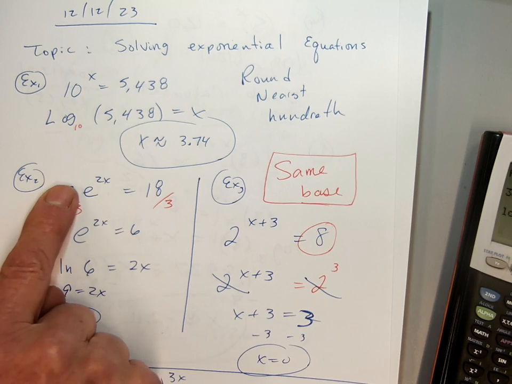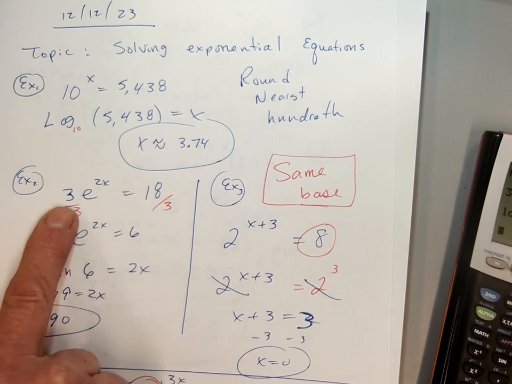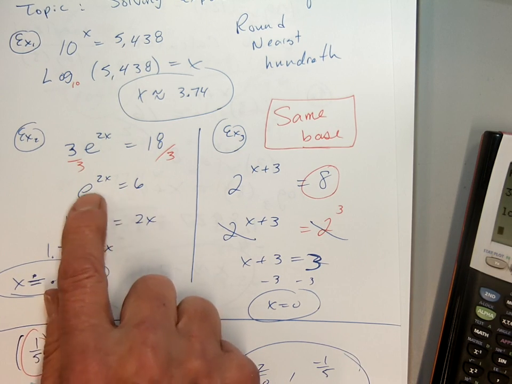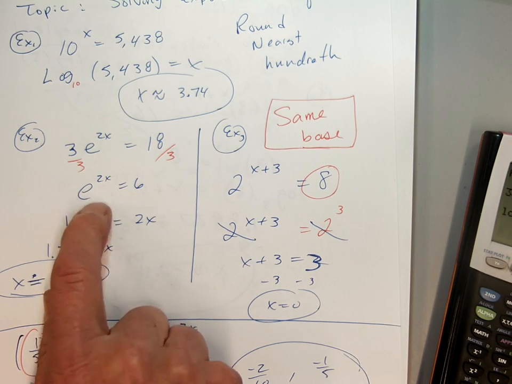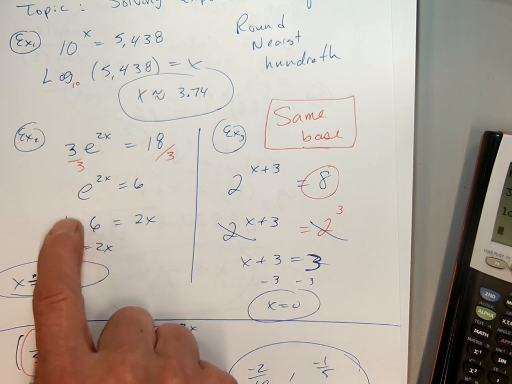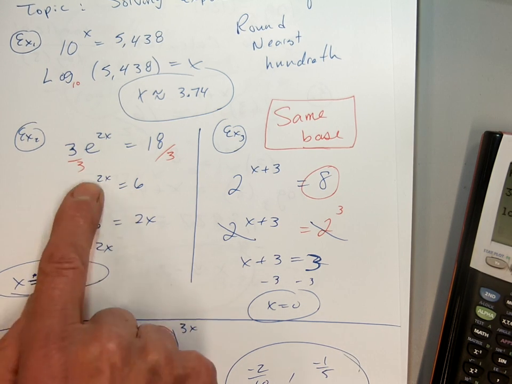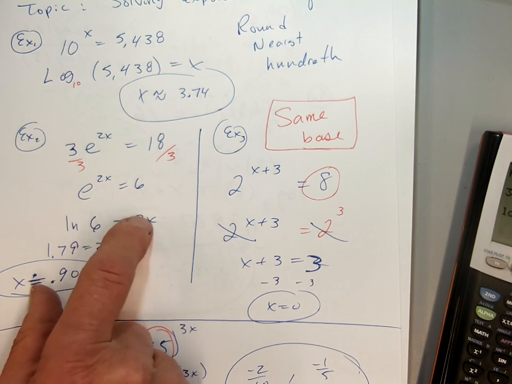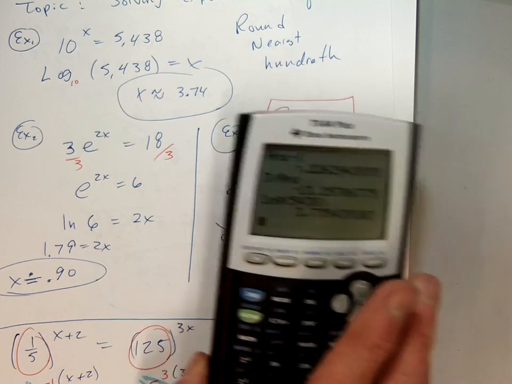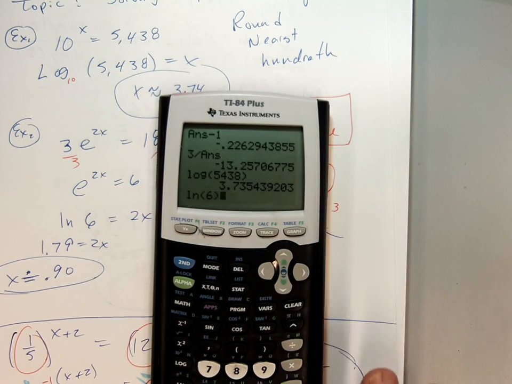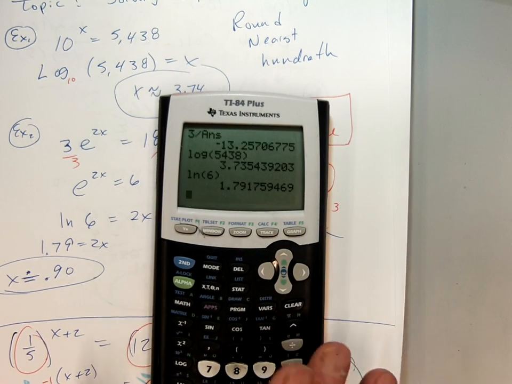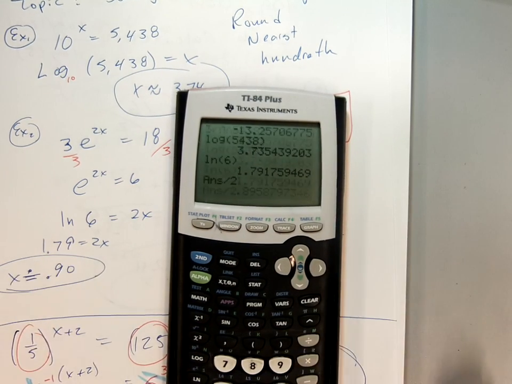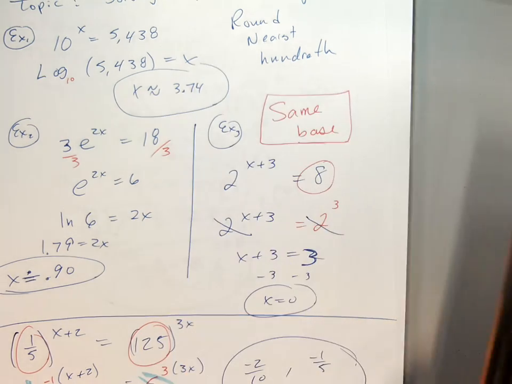Example 2, because of the e, I will probably use a natural log. But before I do that, I gotta tidy up the problem. So I divided by 3, I got 6, and then I've got this e. I want to change it to log because I've got my exponent. So it's log base e, but log base e is natural log. So I got the natural log of 6 equals my exponent. I found the natural log of 6 on my calculator, just went ln 6. I got about a 1.79 and divide by 2, and there's my answer, okay?